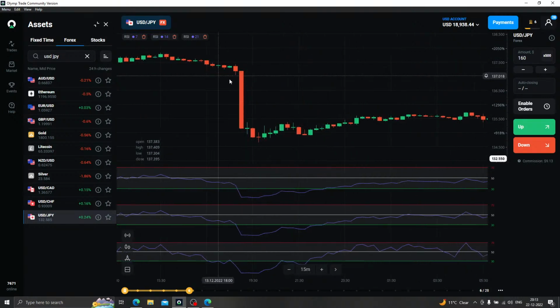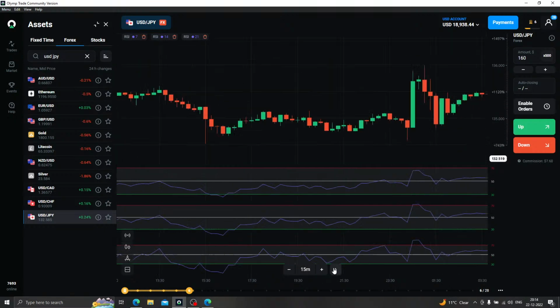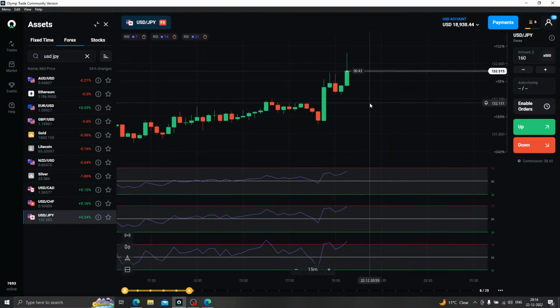So what could have been done here is that at this point, just 1 minute before the data was released, you could enter into two trades, one in the upward direction, one in the downward direction with a stop loss, and one trade would have hit the stop loss, but the other trade would have given you 1000% return. So this is what can be done to trade on the Forex data release economic calendar.